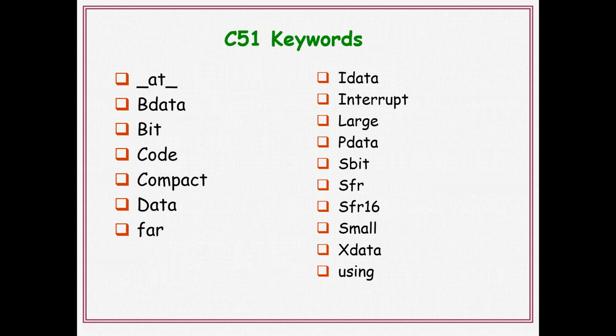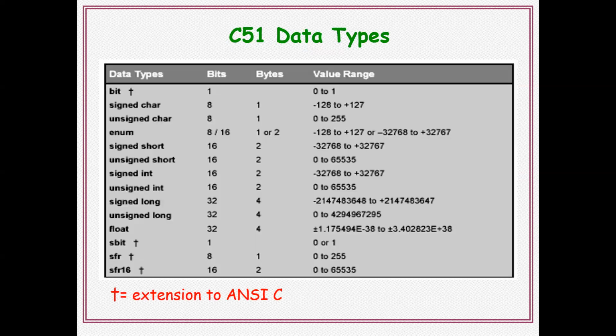C51 keywords. So it supports 80 keywords. bdata, bit, code, compact, data, for, idata, interrupt, large, pdata, sbit, sfr, sfr16, small, xdata, using. These are the additional keywords supported by C51. So here the plus symbol indicates an extension to ANSI C.